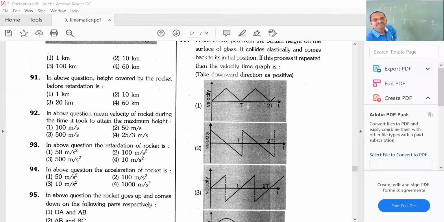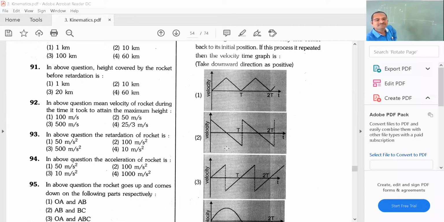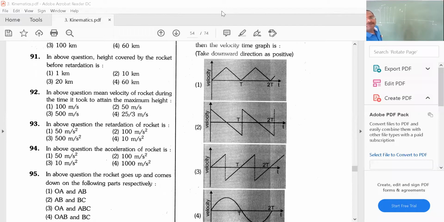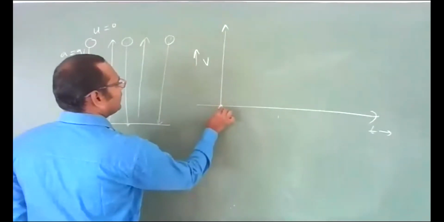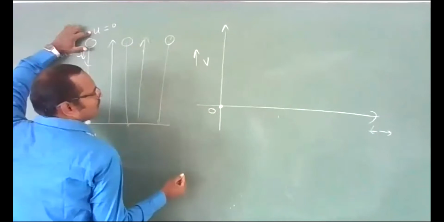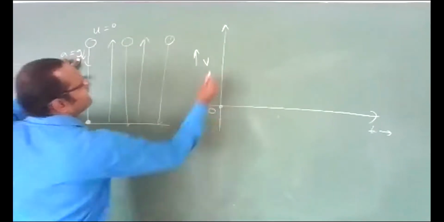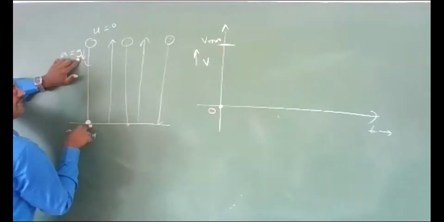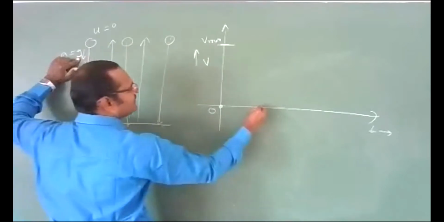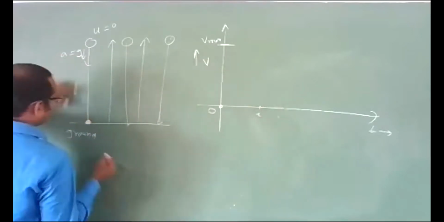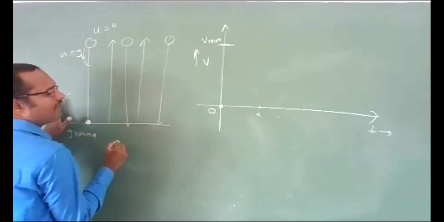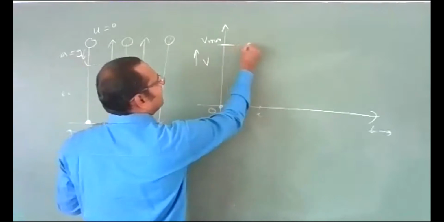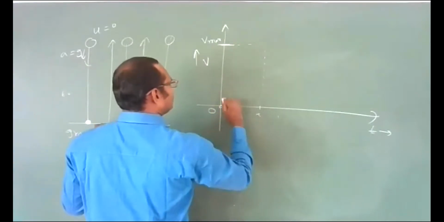Then the velocity time graph is, see here. Initially, when the body is here, what is its velocity? Zero. As constant acceleration is acting, let us imagine the maximum velocity the body can attain while hitting the ground is V maximum. Let us imagine it will take some time t to reach the ground. Then how does the graph look? The graph looks like this.